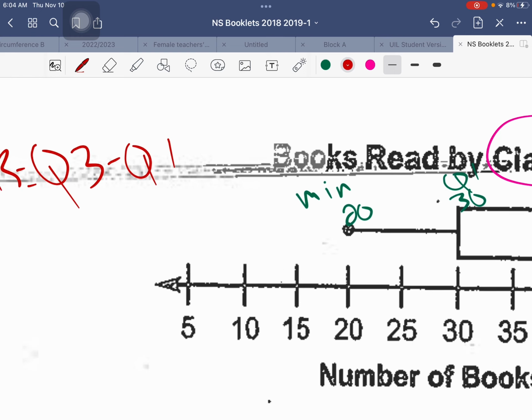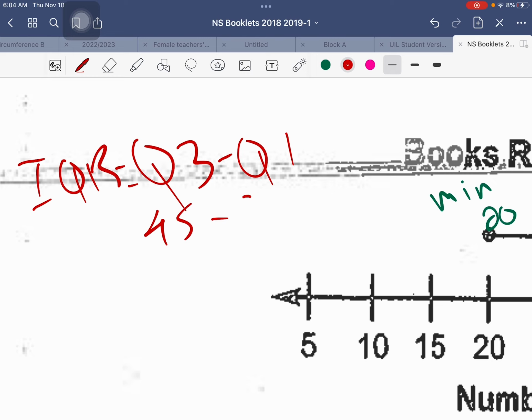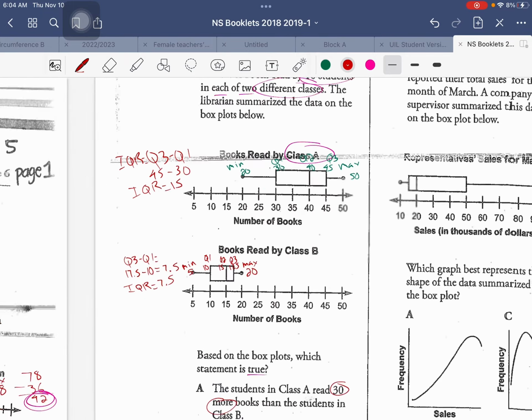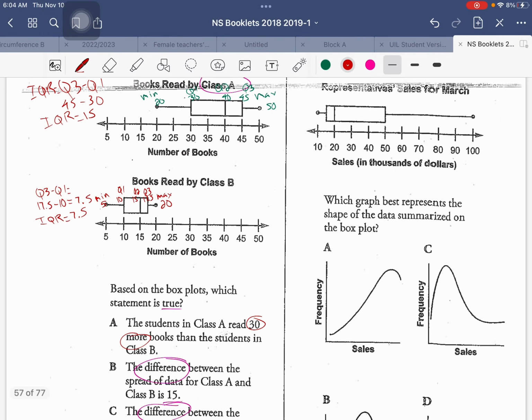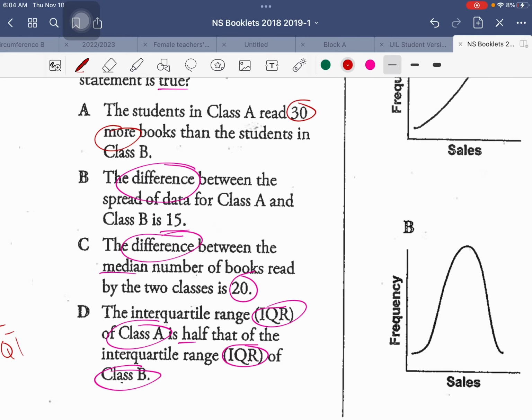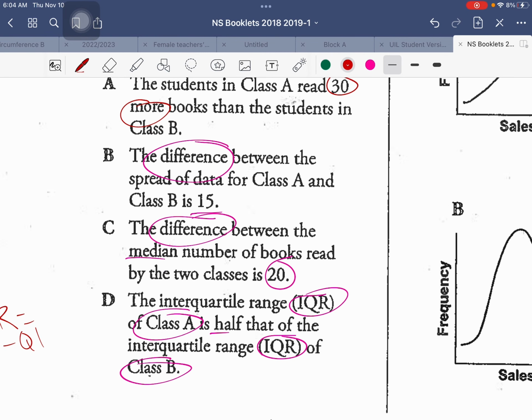And that would mean 45 minus 30. The IQR is 15. Now, students in Class A, no. The interquartile range of Class A is half the interquartile range of Class B.